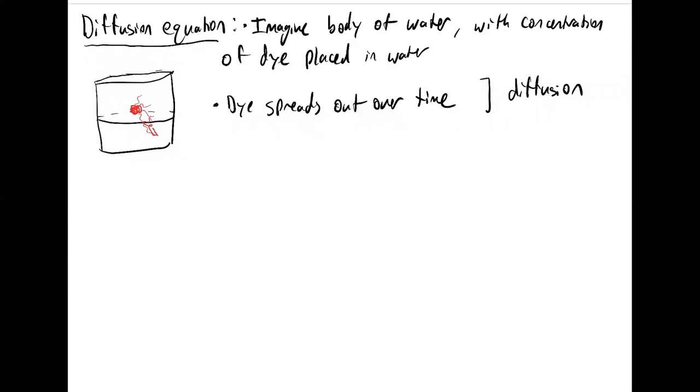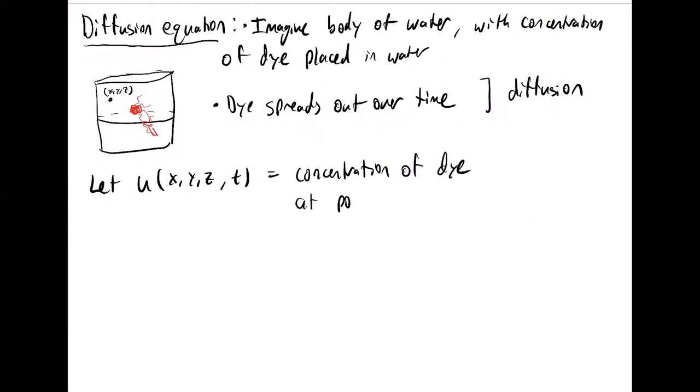Right, and so how do we make this more precise? Well, now we're in 3D. So if I pick a particular point in my tank, it's going to be a point of 3 coordinates, x, y, and z. And so I'm going to let a function u at each point x, y, and z, and at time t, be the concentration of the dye at the point x, y, z, and at time t. Maybe at time t equal to 0, the drop has just been placed in the tank, and then as time evolves, the dye is spreading out, so the concentration at each point changes, right? So that's what this function describes.